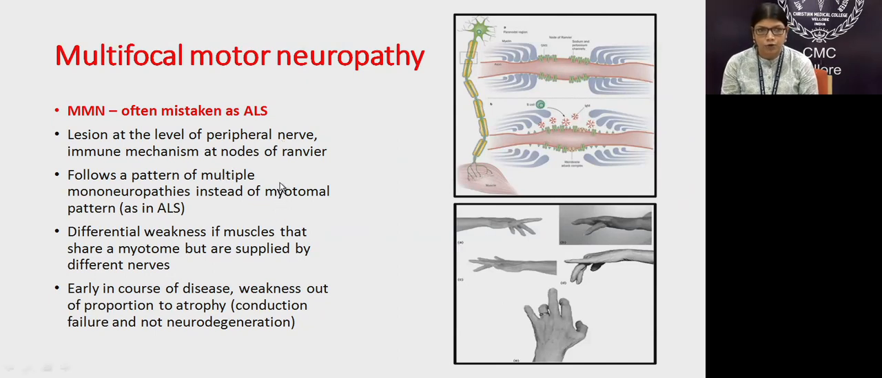And they classically follow a pattern of multiple mononeuropathy instead of a classical myotomal pattern as seen in ALS. And differential weakness, if the muscles that share a myotome are supplied by different nerves. And early in the course of the disease, the weakness is out of proportion to the atrophy because there is a conduction failure which is occurring. So the impulses are not going through, so they can come with weakness very early on in the disease, whereas ALS patients will initially have cramps, some wasting, and then followed by weakness.